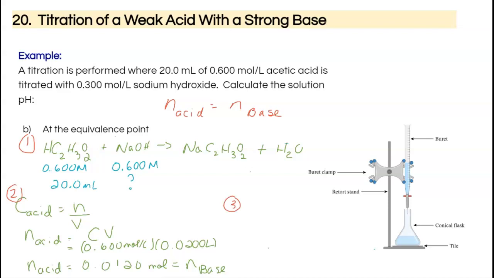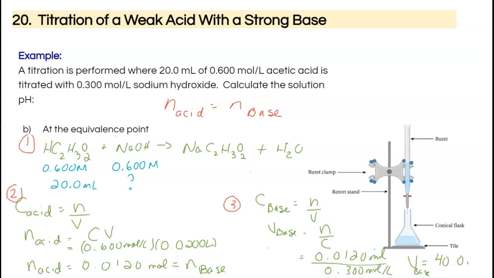And so again, we know that the concentration of my base is equal to the number of moles of my base divided by the volume. Rearranging for volume, I get that the volume of base is going to be equal to my number of moles divided by the concentration. And so in this case, the 0.0120 moles divided by 0.300 moles per liter, running out of real estate. My volume of my base is equal to 40.0 milliliters.